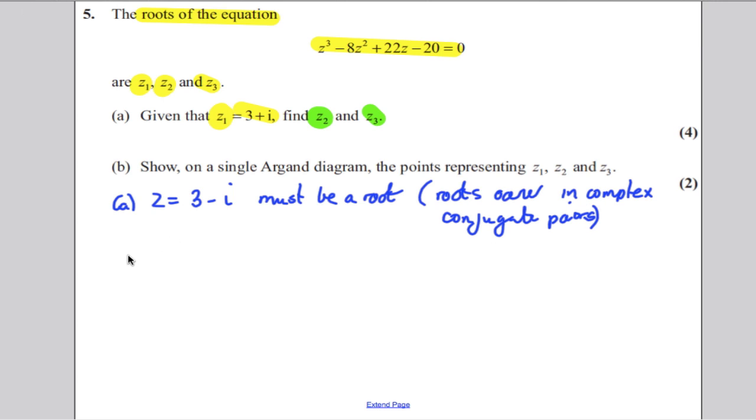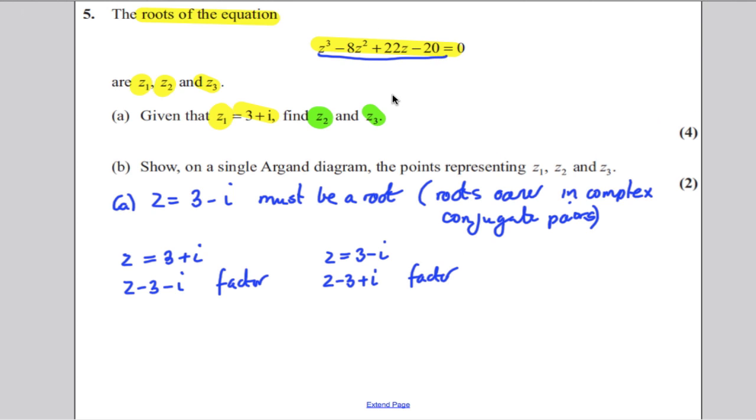Next, you are told that z equals 3 plus i is a root. So subtracting 3 and subtracting i tells you that z subtract 3 subtract i must be a factor. And you've just stated that z equals 3 subtract i is a root, so therefore z subtract 3 plus i is a factor. So we have 2 factors now of this polynomial. We can multiply them together. So let's multiply the factor z subtract 3 subtract i by z subtract 3 plus i.